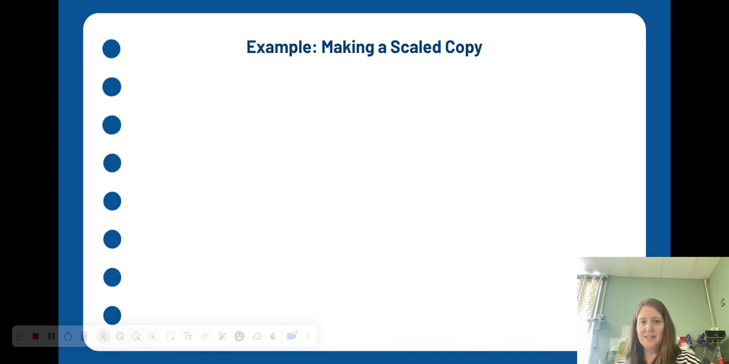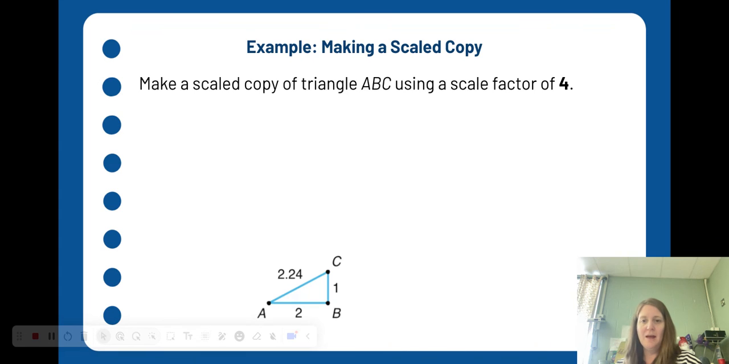All right, so let's look at the example, making a scaled copy. Make a scaled copy of triangle ABC using a scale factor of 4. That means we're multiplying everything by 4. So we need to multiply this by 4, this by 4, and this by 4. Okay? The triangle's already drawn for you. You just have to put in the numbers.